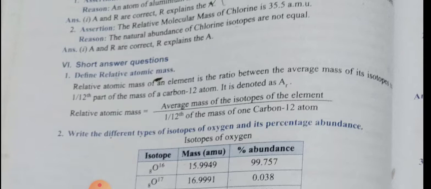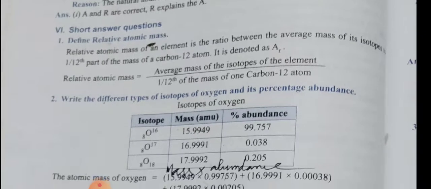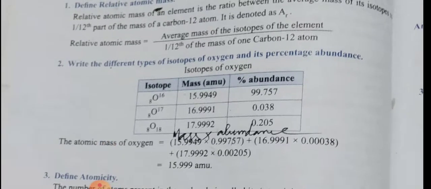Then write the different types of isotopes of oxygen and their percentage abundance. So here it is given the isotopes of oxygen: 16O, 17O, 18O. Then mass and abundance are given, and to find out the average percentage we have to add everything and get the sum.